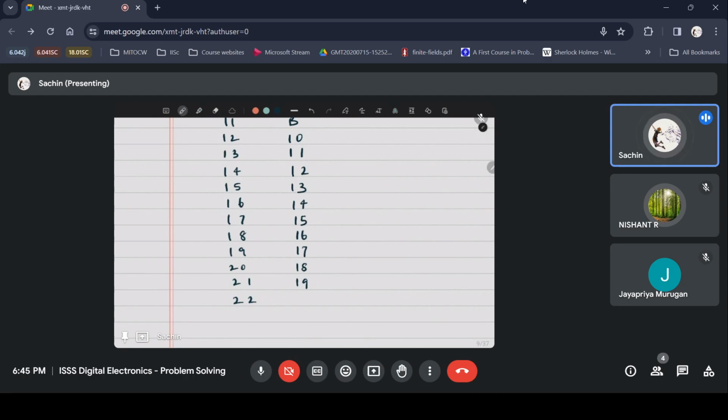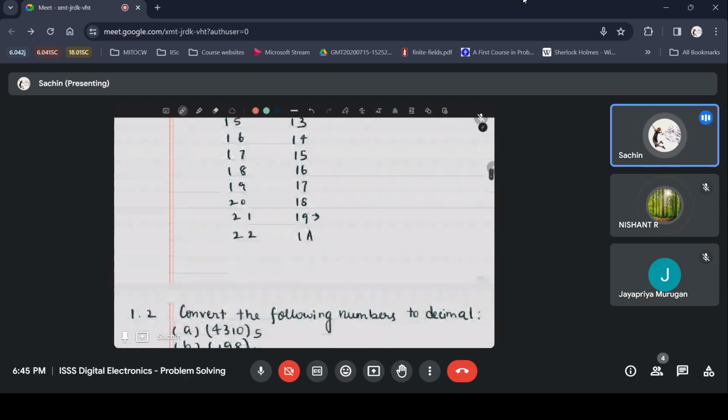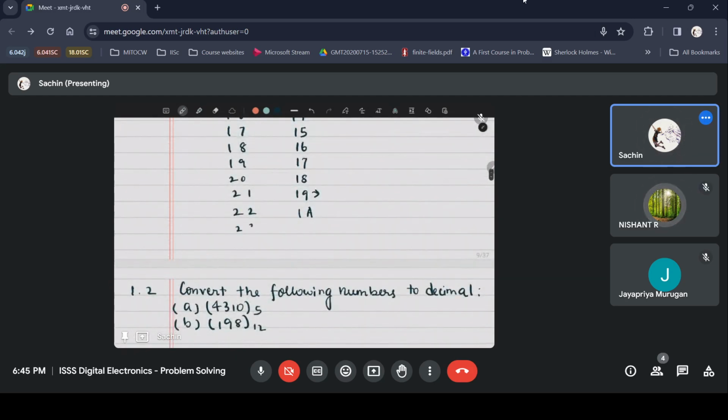No, see, it's base 12, so there are two more symbols left. It will be 1A. It can go up to, it's a base 12 system, right? It can go up to 11. So 23 will be 1B.